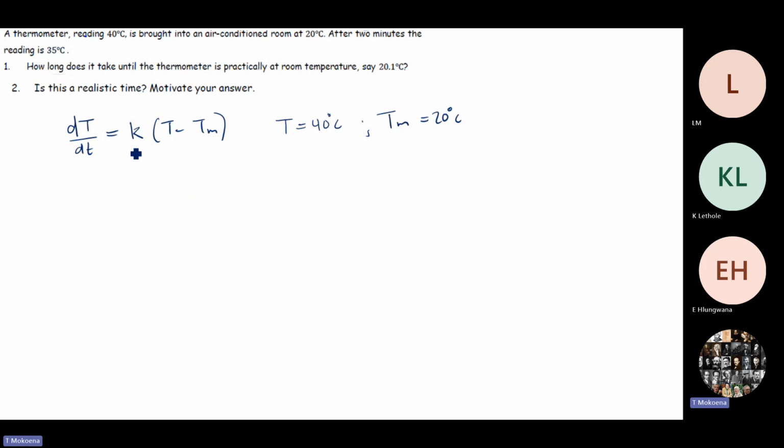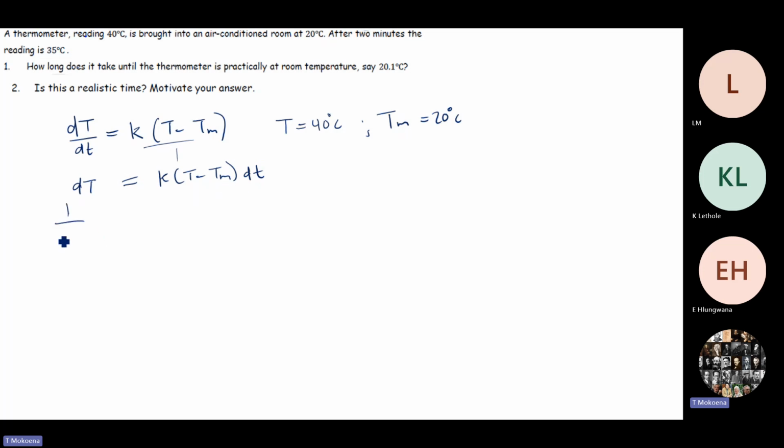So what I'm going to do is, remember this is the same as over 1. I'm going to cross multiply. When I cross multiply, I'm going to say this multiplied by that. I'm going to get my dt equals this multiplied by that, k (T minus Tm) multiplied by dt. Capital T one side, small t the other side. So I can see here capital T. I'm going to divide everything by T minus Tm.